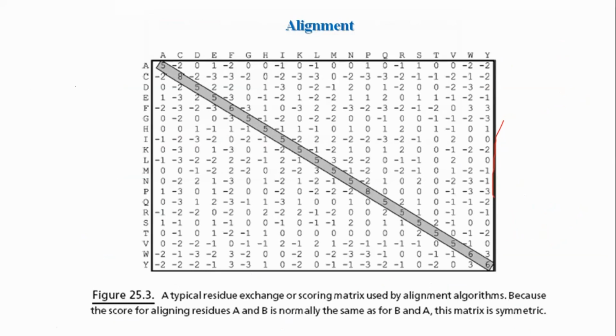This is how alignment is done: global alignment and local alignment, both done in a matrix. I'm just showing this scoring matrix for two sequences, sequence A and sequence B, but in the case of databases we have multiple sequences, thousands or lakhs of sequences to compare. So we go with tools like BLAST and FASTA.